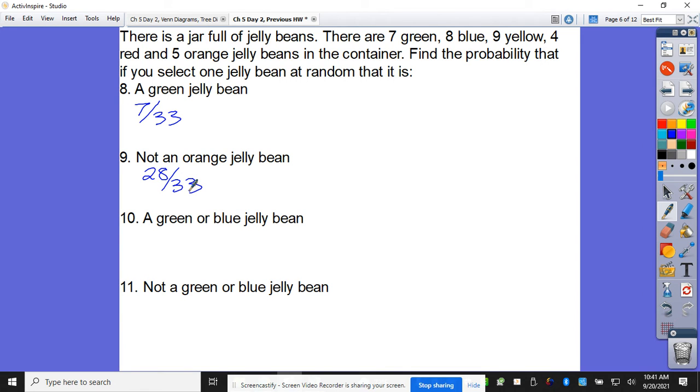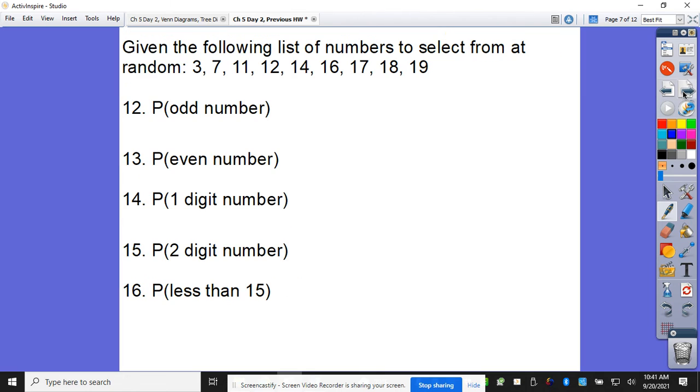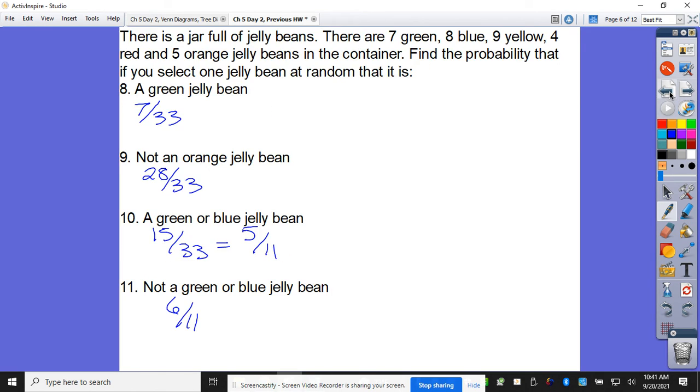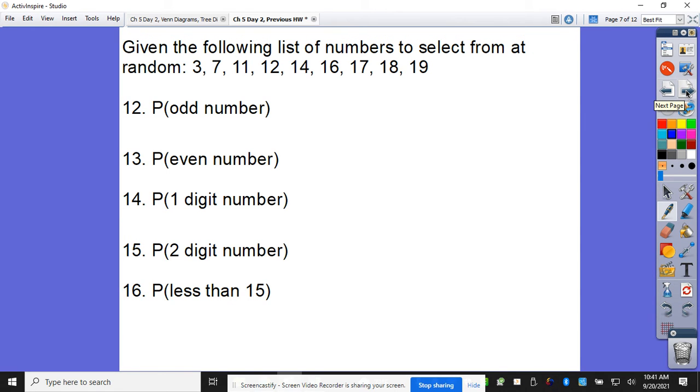Blue or green, so we're adding there. So there's 7 green, 8 blue for a total of 15, which reduces to 5 over 11. Not a green or blue. So we have that this is green or blue, so not that would just be 6 out of 11. And I'm hoping that these were easy. I got 18 math-wise. Yeah, I got it. That's reduced.